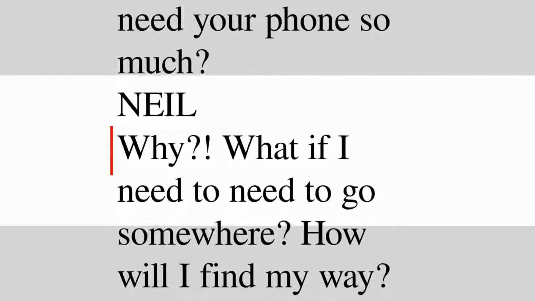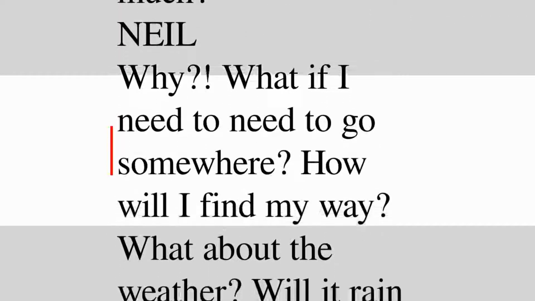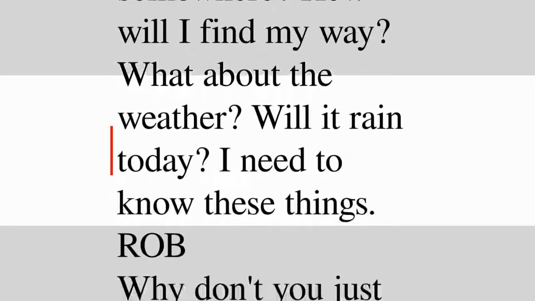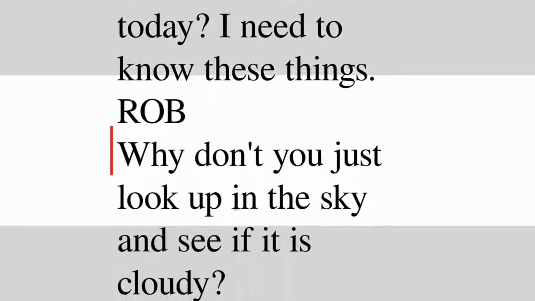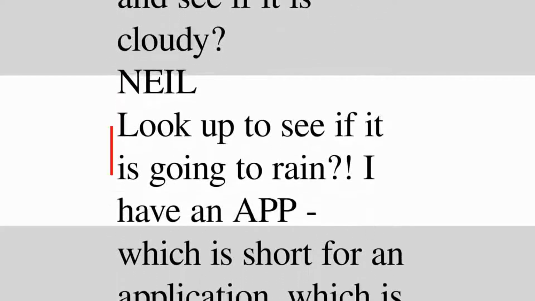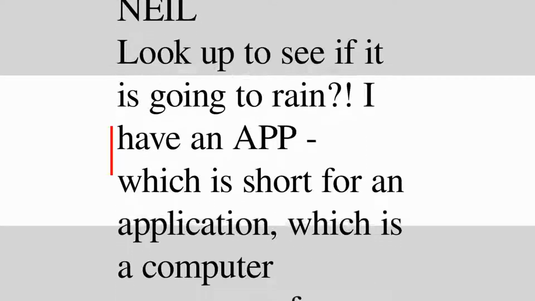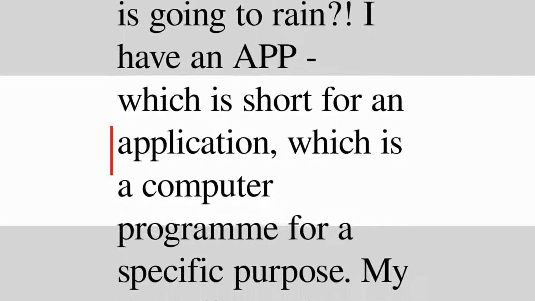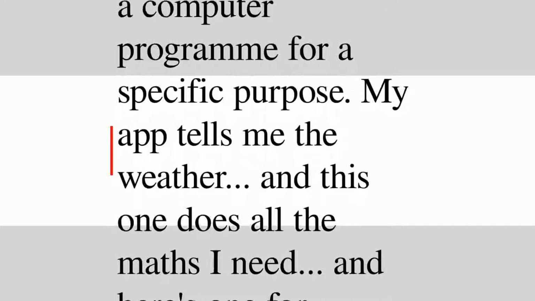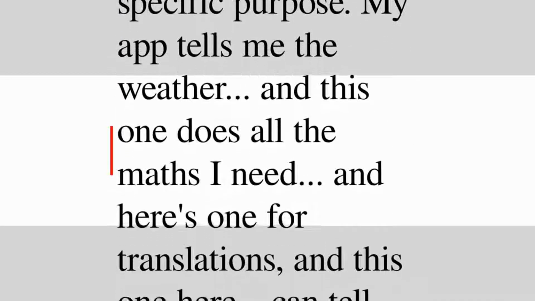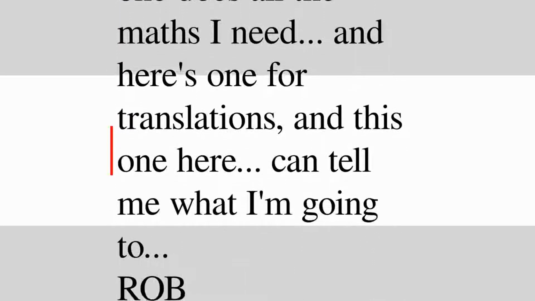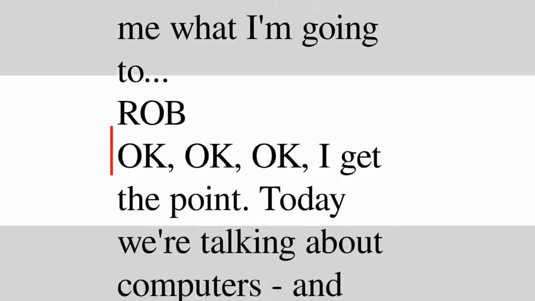Why? What if I need to go somewhere? How will I find my way? What about the weather? Will it rain today? I need to know these things. Why don't you just look up in the sky and see if it's cloudy? Look up to see if it's going to rain? I have an app, which is short for application, which is a computer program for a specific purpose. My app tells me the weather, and this one does all the maths I need. And here's one for translations. Okay, I get the point.